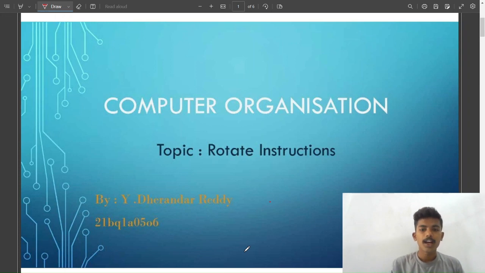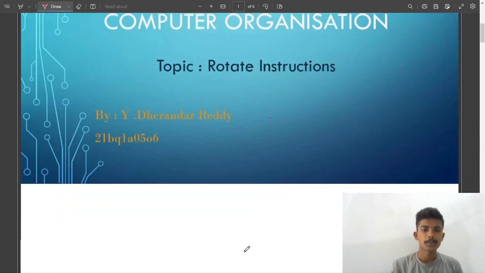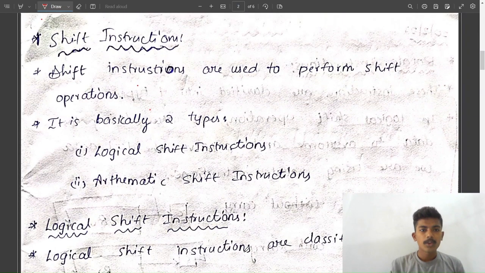Now in this video, I am going to explain about rotate instructions. Before we start to learn rotate instructions, first let us see what are shift instructions. Shift instructions are used to perform shift operations. These are basically divided into two types: logical shift instructions and arithmetic shift instructions. Now let us know about each of them.